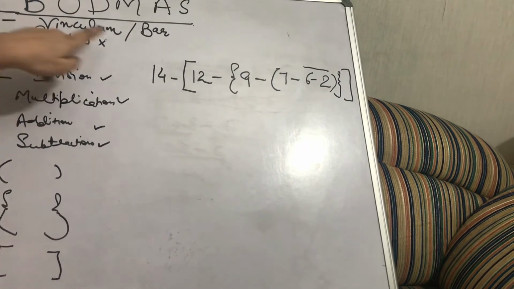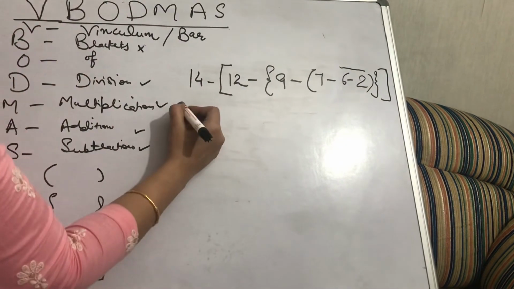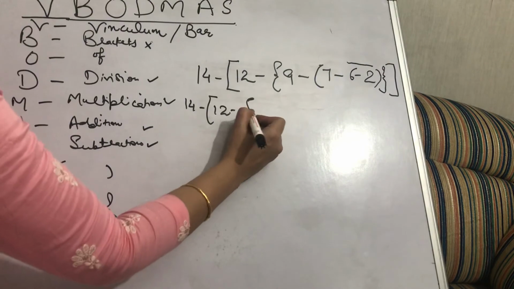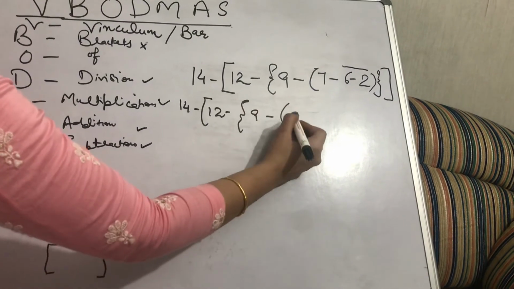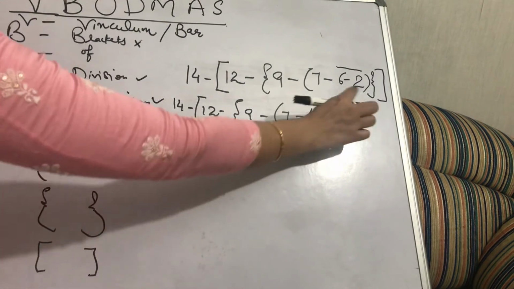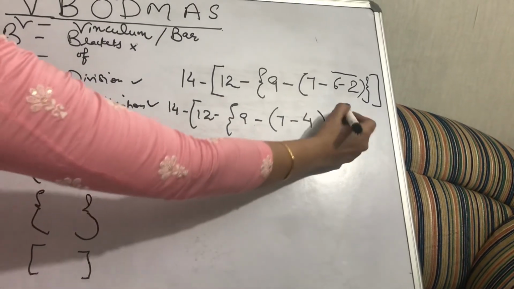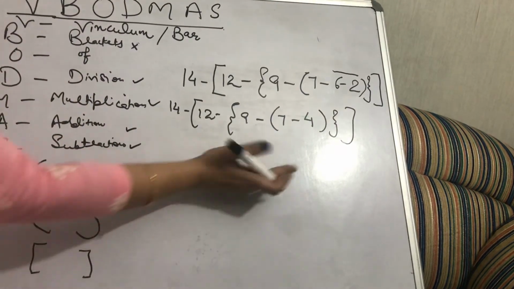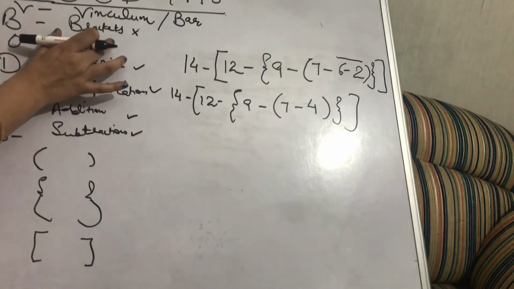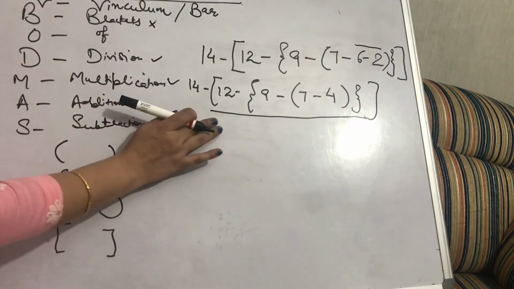First of all we will solve the bar. This is the bar. 14 minus, after solving this we have found 6 minus 2 is equal to 4. Then next we have to solve brackets. After bar we have to solve brackets.